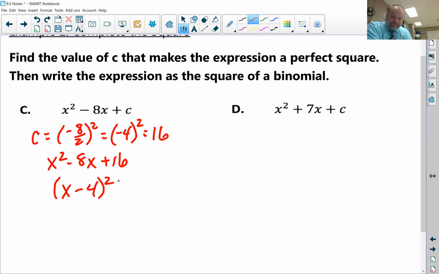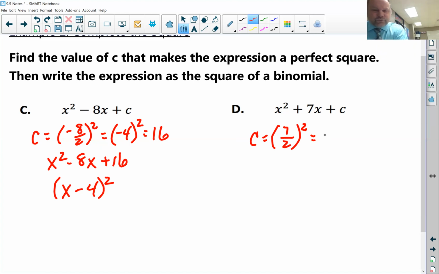All right, now the fun one. C is going to be 7 divided by 2, squared. Again, I would not write this as a decimal. I would leave it as a fraction. So there's nothing we can do to reduce it. It's already as reduced as it will get.